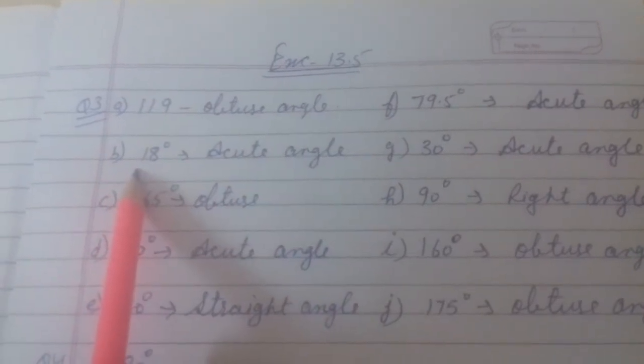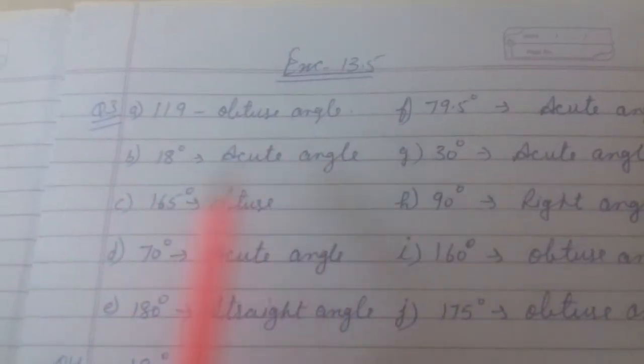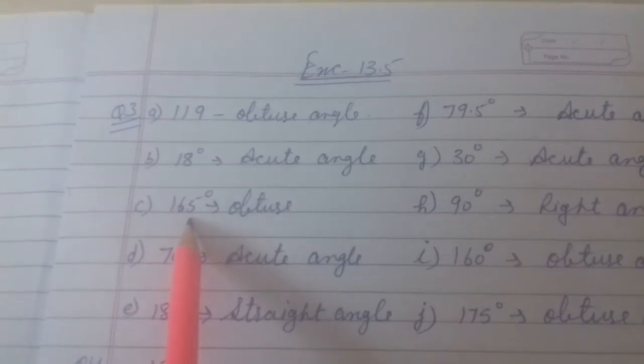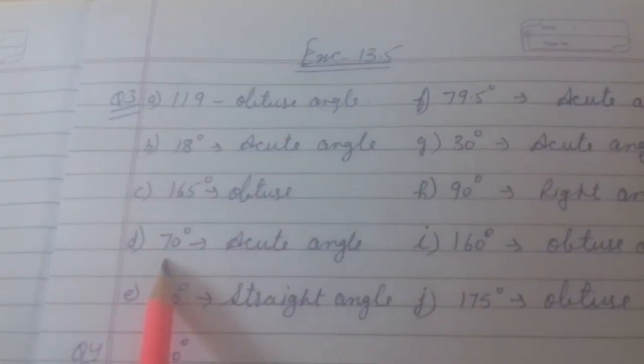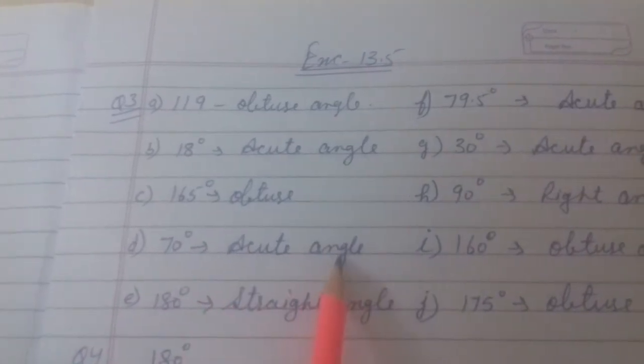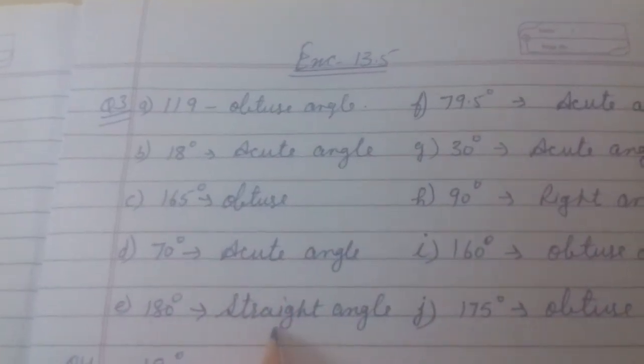18 degree, less than 90, acute angle. 165, between 90 to 180, obtuse angle. 70 degree, less than 90, which angle? Acute angle. 180 degree, we have done, straight line angle.